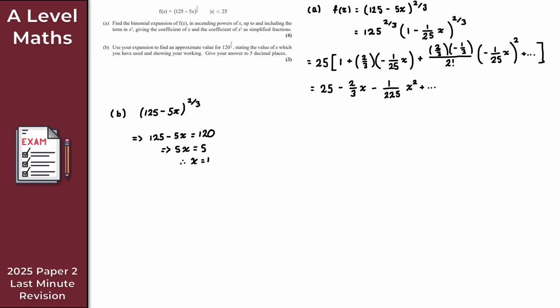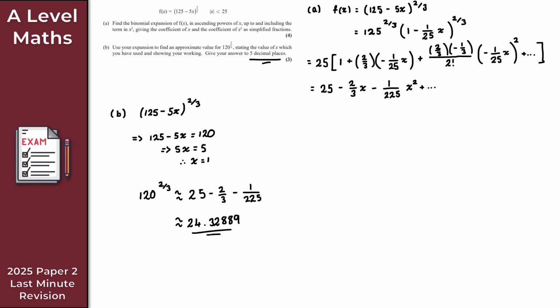So nice and straightforward then, we just simply use this expansion here with this value of x that we've identified. And in that case then, 120 to the power of 2 over 3 is approximately, I get 25 minus 2 over 3 times by 1. So just simply minus 2 over 3. And then finally, I get minus 1 over 225 times by 1 squared. So again, we simply get the coefficient here. So minus 1 over 225 here. And of course, just use your calculator here, right? So if you do this correctly, what you should get then for the approximate value of 120 to the power of 2 over 3 is, and again, this is to 5 decimal places as the question asks for, 24.3289 there. Okay. And there we have it.